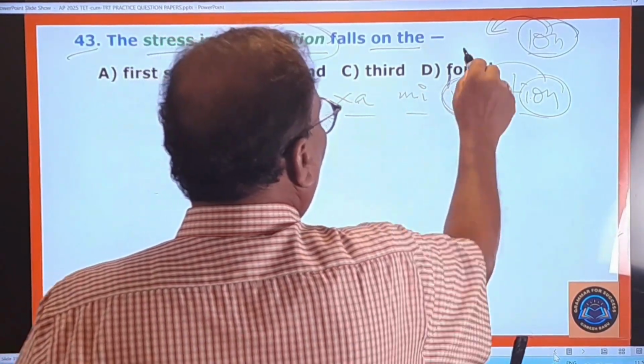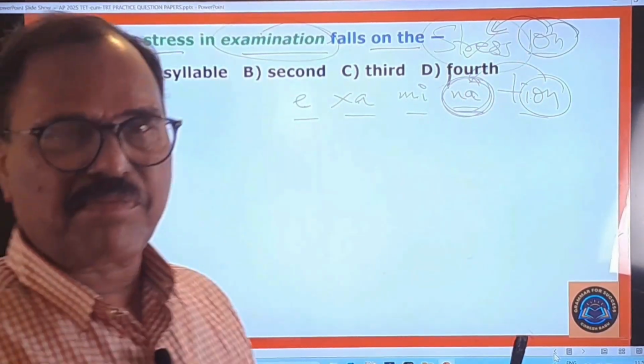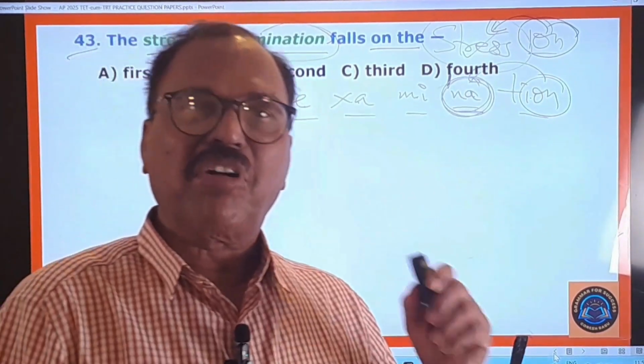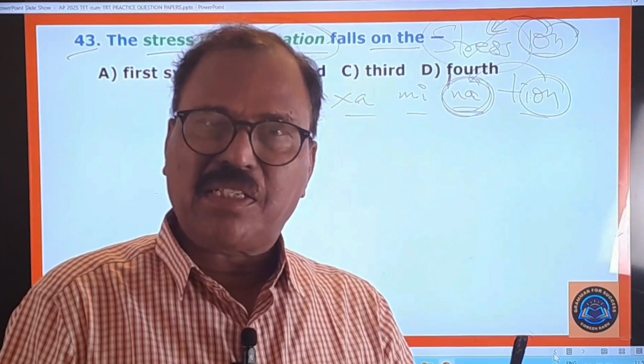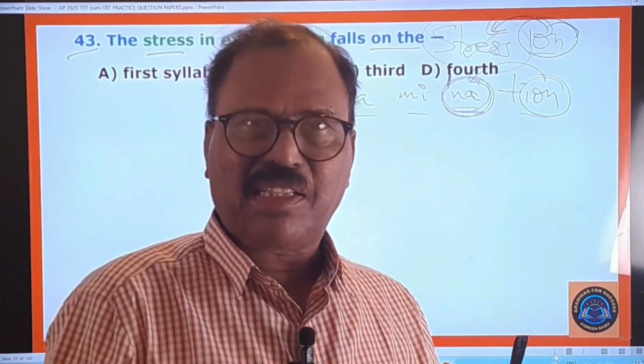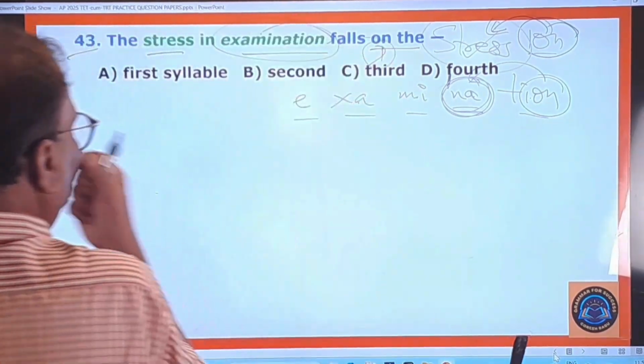1, 2, 3, 4. So the fourth one receives the stress on the syllable. I have made a beautiful video on word stress. Please try to watch that, and many rules are discussed in that. Why don't you watch it? And you go to the next question.